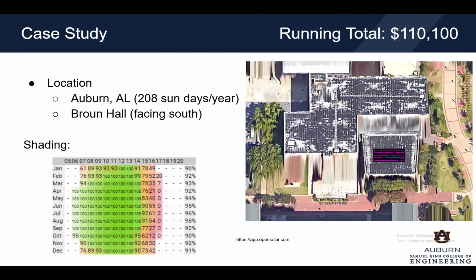Okay, so for our case study, we're going to be looking at Brown Hall. There was a nice roof facing south, which is what we want. And Auburn, Alabama has an estimated 208 sunny days a year. This specific location has really, really good shading data shown there down below. And the purple lines you see there are the strings of solar panels connected to each MPPT inverter. Once again, this data was taken from Open Solar.